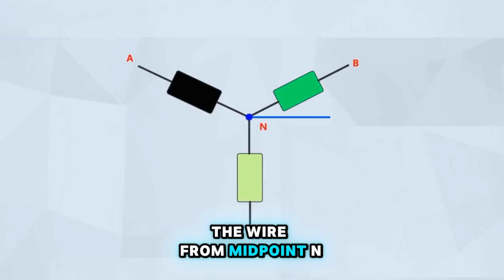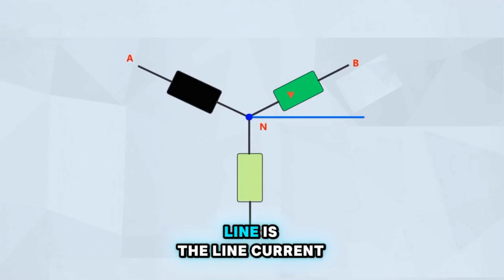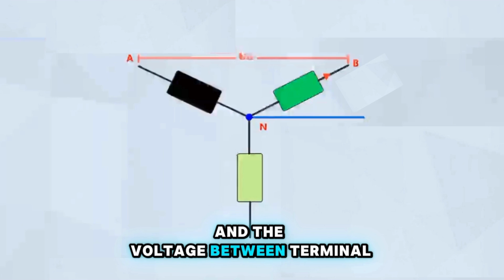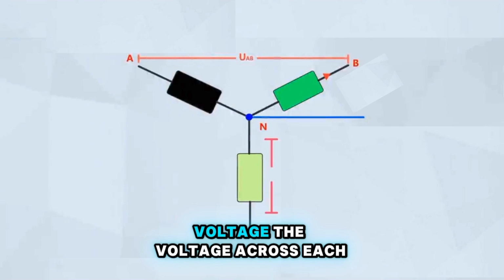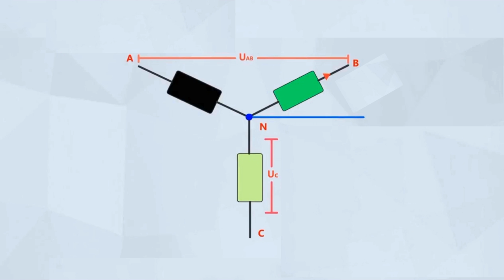The wire from midpoint N is called the neutral or zero line. The current from the terminal line is the line current, and the voltage between terminal lines is the line voltage. The voltage across each phase winding is called the phase voltage.